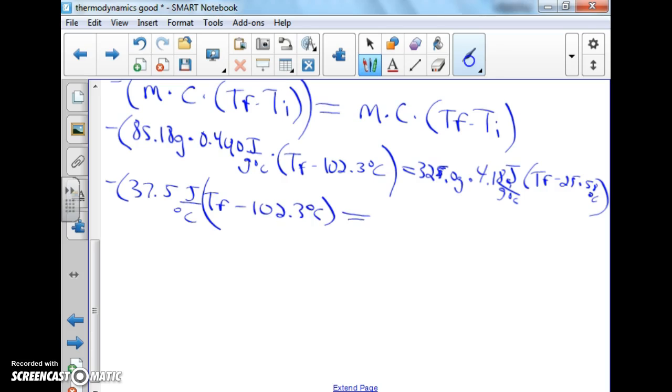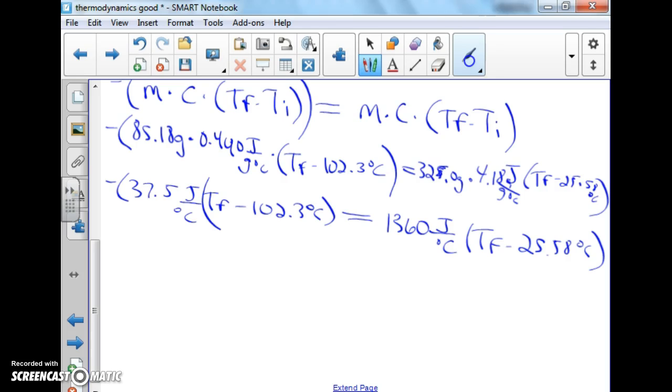I'm going to do some small steps with you just so you can see what I'm doing algebraically. Do the same thing on the other side, meaning I'm going to multiply mass times C. In this case, 325 times 4.18, which I get 1360 joules over degrees Celsius. Again, grams would cancel because grams times joules over grams degrees Celsius would cancel. And then I still have my TF minus 25.58 degrees Celsius. Should have been 25.58 there, not 28.